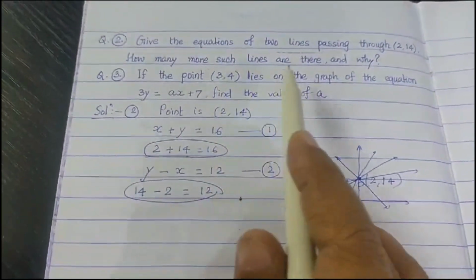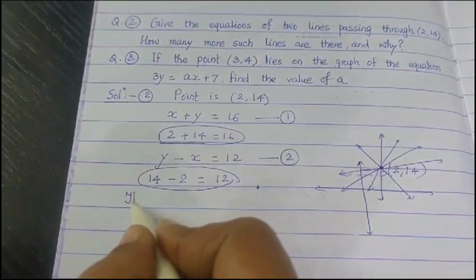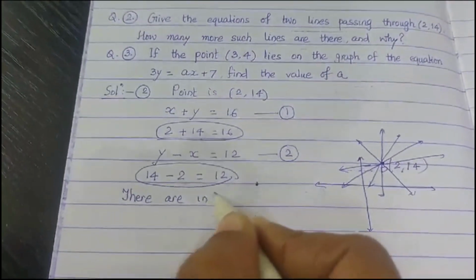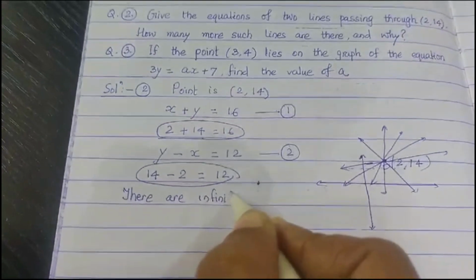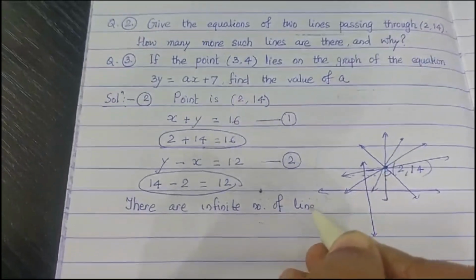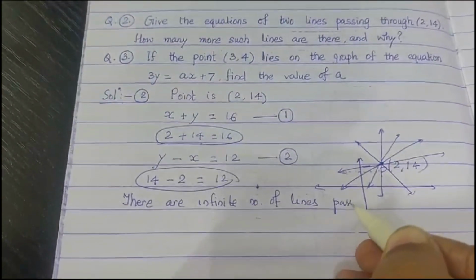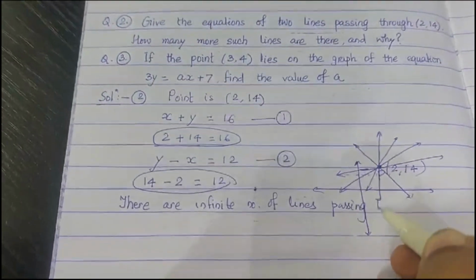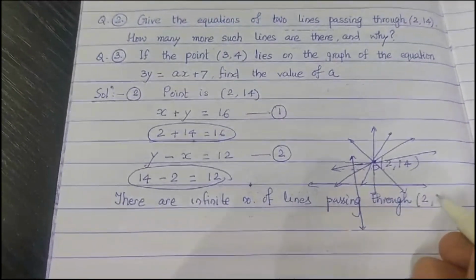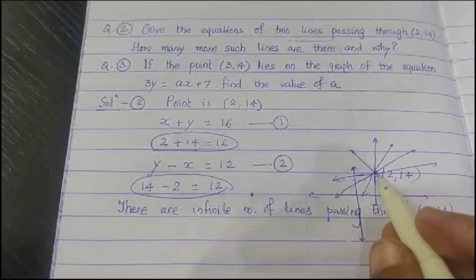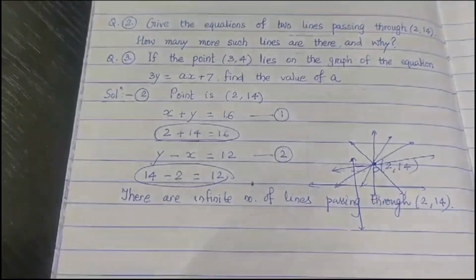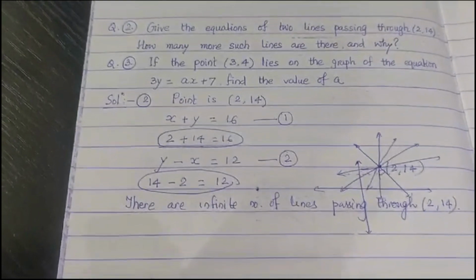How many more such lines are there? Basically, there are an infinite number of lines passing through the point (2, 14), or any point. And why? Because through one point there are an infinite number of lines which will pass. Okay, so I hope this is clear.